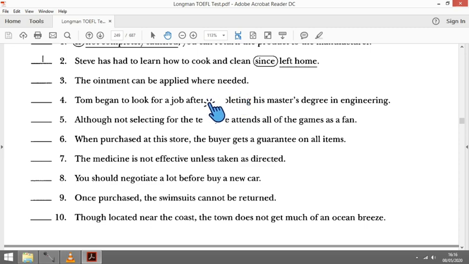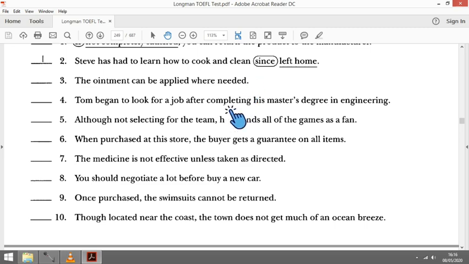Number 4. Tom began to look for a job after he was completing his master degree in economics. Okay, subject verb, and in the middle there is a connector, an adverb connector. This one is completing. So we erase "he" and "is". So number 4 is correct.